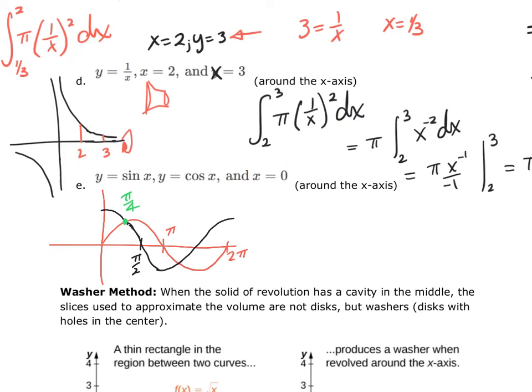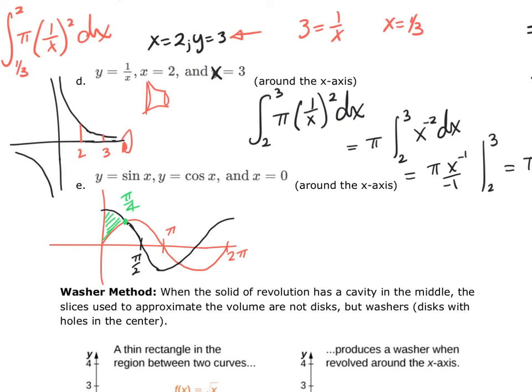So I want to go from y equals sine x to y equals cosine x. So I'm going to sandwich it between sine and cosine, and I'm going to have x starting at x equals 0. So the shape I am going to be integrating is that shape right there. And this is going to lead us into the washer method.